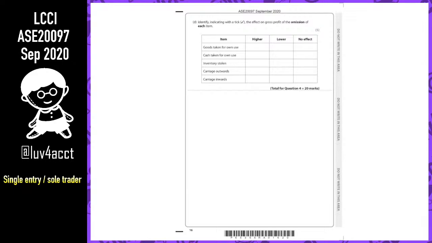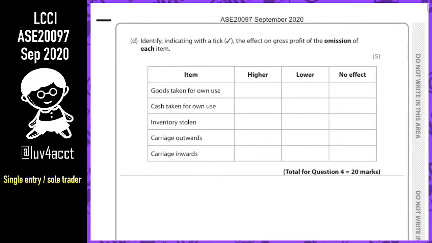So 5 marks, easy marks for you. Identify whether each of the following will have an effect on gross profit, that is, the effect on gross profit of the omission of each item. Gross profit means everything in the trading account will be affected. Others will not affect gross profit.